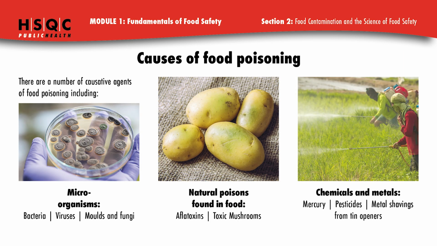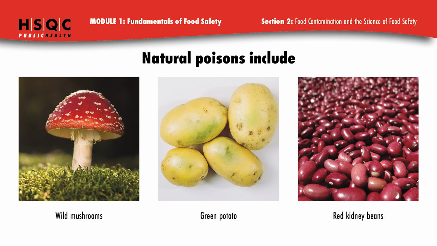Causes of food poisoning. There are a number of causative agents of food poisoning, including microorganisms such as bacteria, viruses, molds, and fungi. Natural poisons found in food, aflatoxins and toxic mushrooms. Chemicals and metals such as mercury, pesticides, metal shavings from tin openers. Natural poisons include wild mushrooms, green potato, red kidney beans.